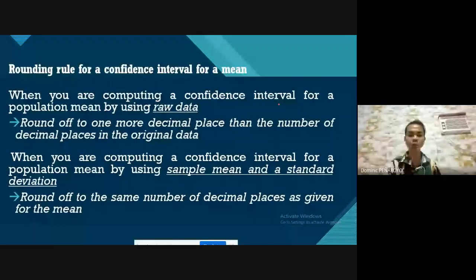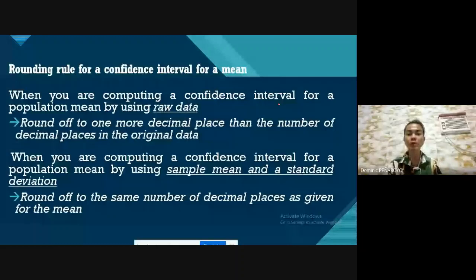The rounding rule for a confidence interval for a mean. When you are computing a confidence interval for a population mean by using raw data, round off to one more decimal place than the number of decimal places in the original data. Meaning to say, class, if you have raw data presented, you need to add one more decimal place to the original data.